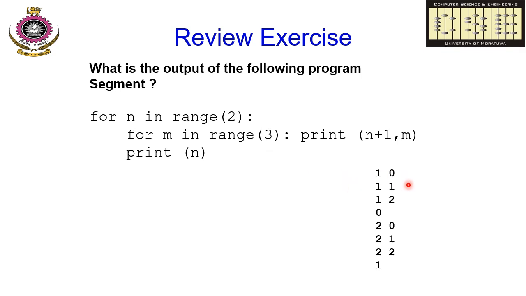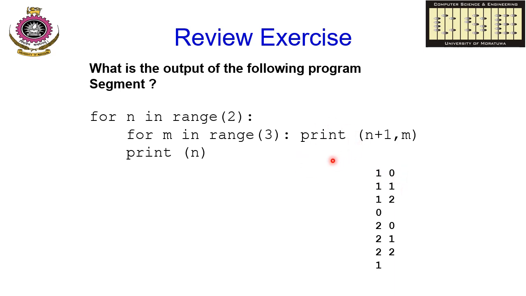Here now we are displaying the output of this program. As we said before, there's an outer for loop as well as an inner for loop. The outer for loop n value would be 0 first because the sequence starts from 0. In the inner for loop, m value will also be 0 in the first iteration. So n will be 0, m will be 0, but the print statement has n plus 1. That's why it is 1, 0. So 1 is n plus 1, 0 is m.